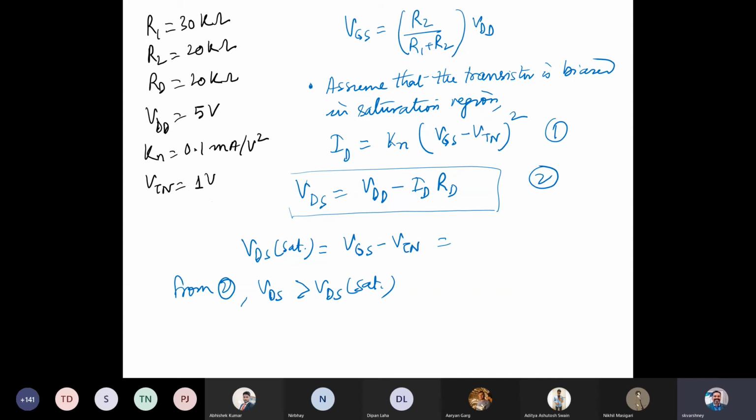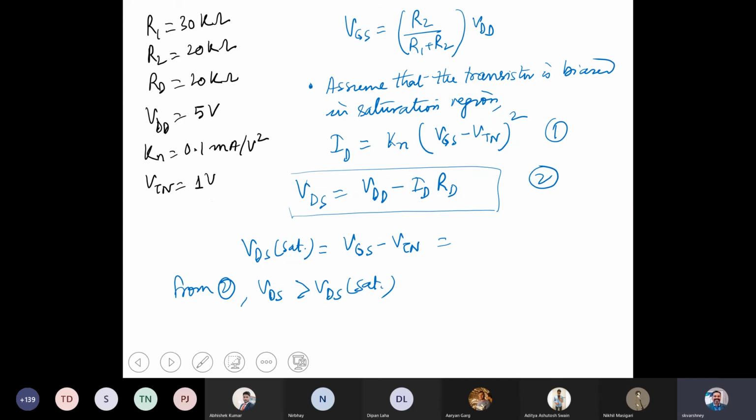If it is not, then you have to use the non-saturation region drain current to find out the drain current of the device for the non-saturation region. So kindly do it. Let me know these values. So this is for NMOS. In the same way we can do it for the PMOS.